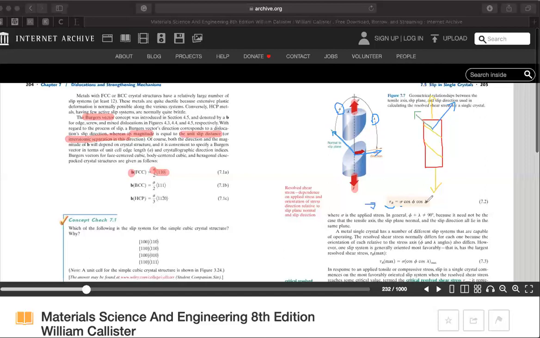So whatever stress you're applying from outside, and what I said right now is only applicable to a single crystalline material. We will talk later about polycrystalline material. So for a single crystalline material, the applied stress from outside will be translated into resolved shear stress, and the value of this will depend on the applied stress and also the orientation of that plane.